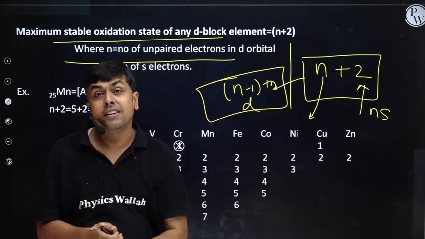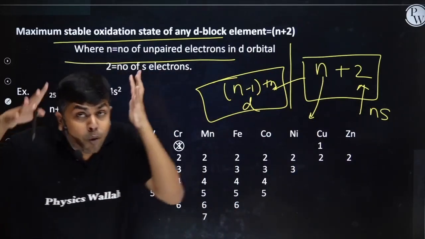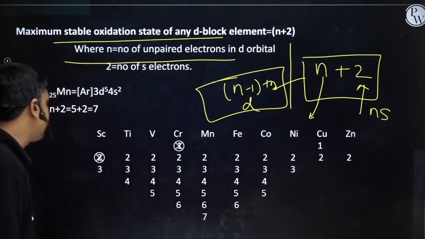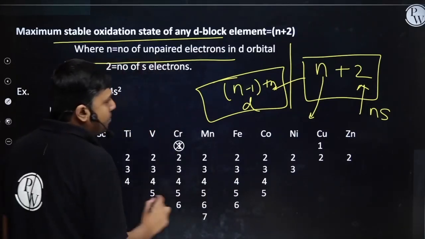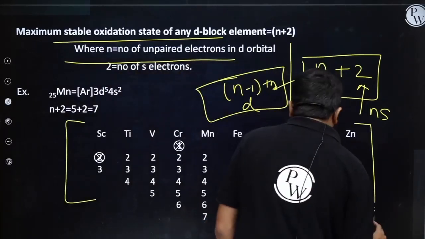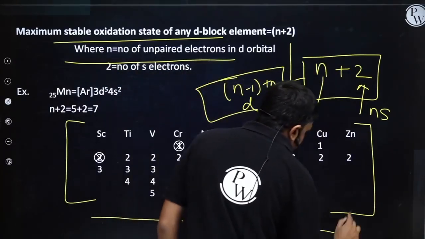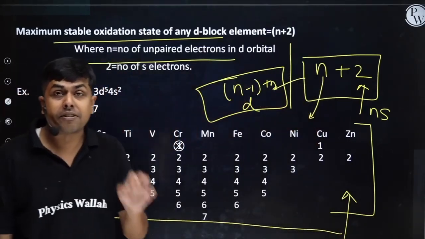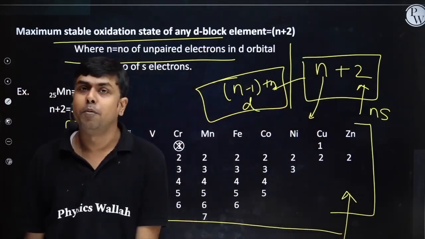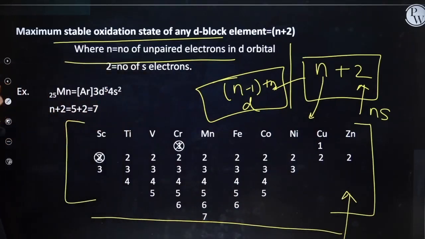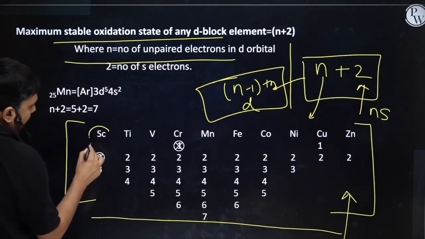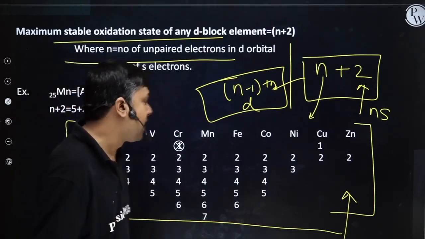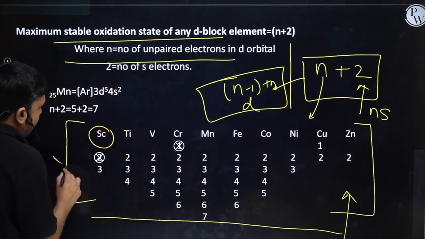Students, now let's talk about the various possible oxidation states of 3d elements or the 3d series. This is really, really important. You must know this particular series; the oxidation states of this series are really, really important. That's why I have taken this particular slide. Student, if I talk about the element scandium, it exhibits only one oxidation state, and that is the oxidation state of plus 3.